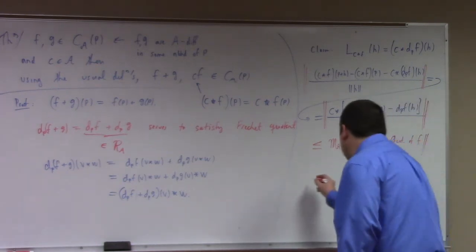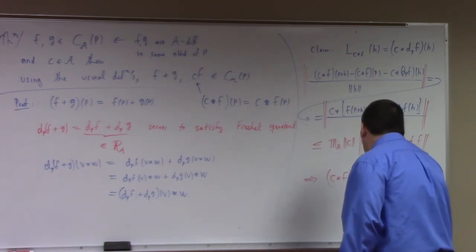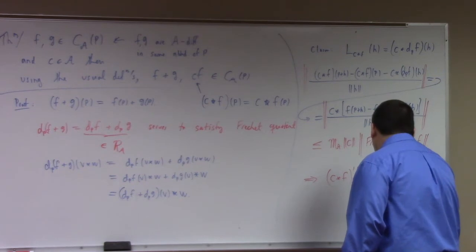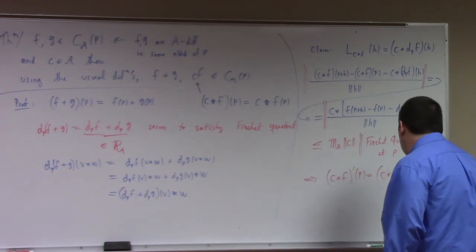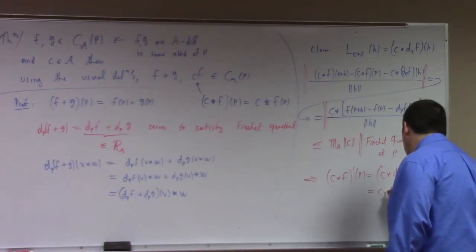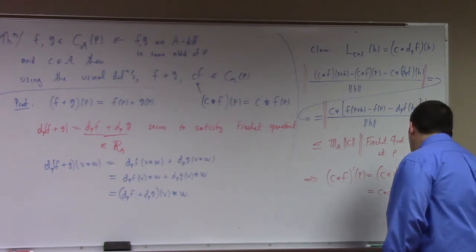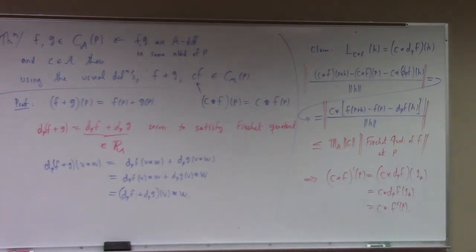So that implies, of course, that c times f prime of p is just equal to d_p f, I'm sorry, c times d_p f of 1, which is, of course, c times d_p f of 1, which is indeed c times f prime of p, which is what we set out to prove. But anyway, that proves that c times f is again differentiable at p, and that the formula for the derivative is the stupidest, most natural thing you could expect.